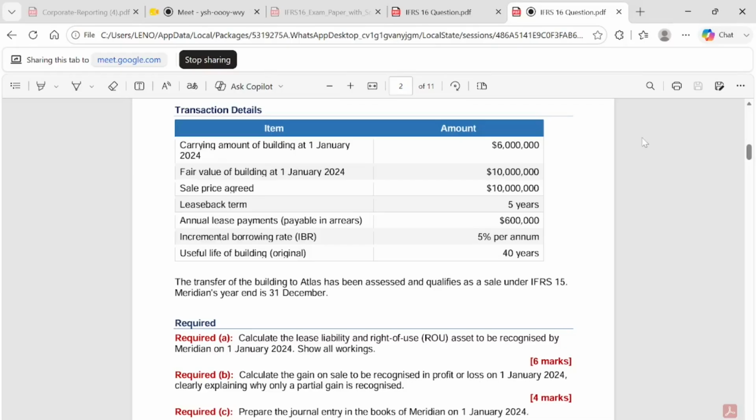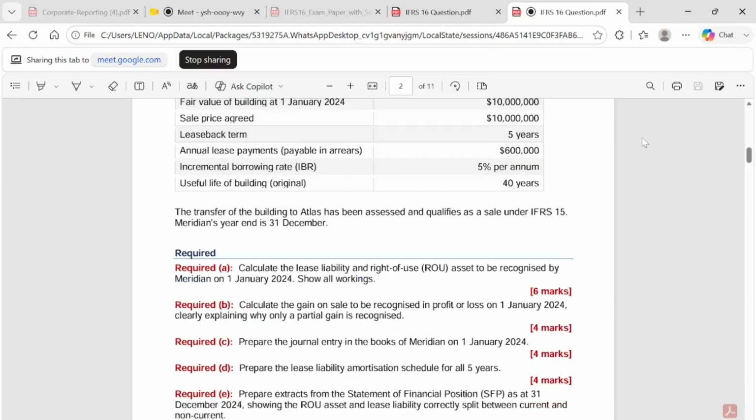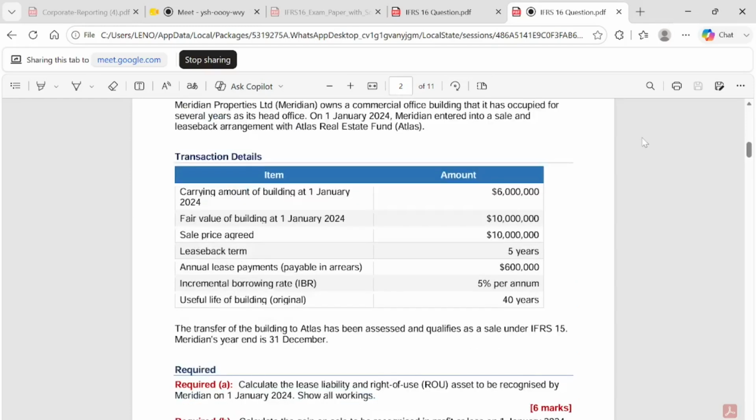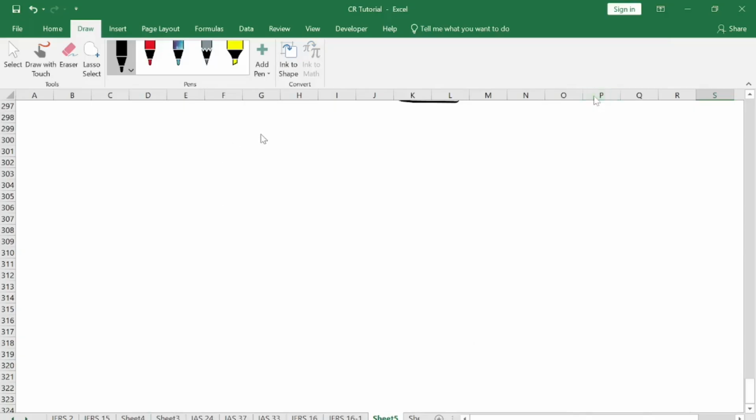Now, calculate what? The lease liability and right-of-use asset. Calculate the gain on sale to recognize in the profit and loss account. Prepare the journal entry in the books of Meridian. Prepare the lease liability amortization schedule for all 5 years. Prepare an extract from the statement of financial position as at 31st December 2024. So this is the question under sale and leaseback.